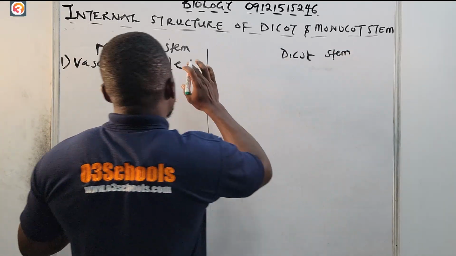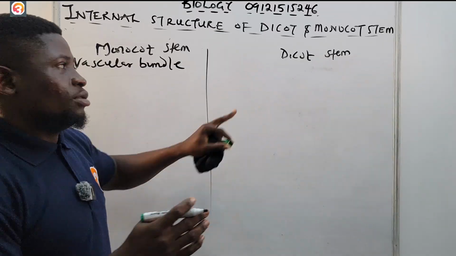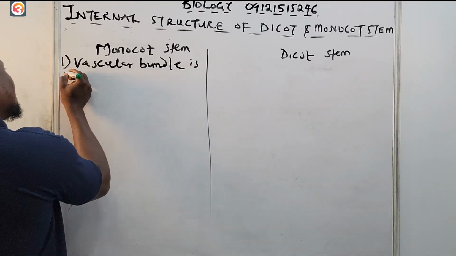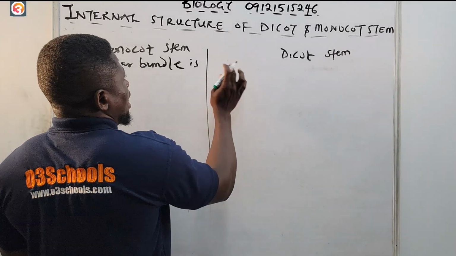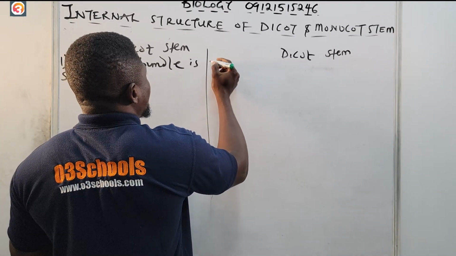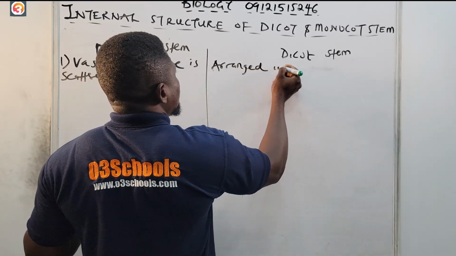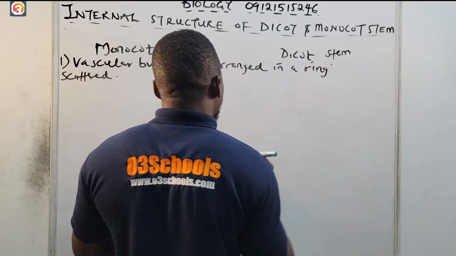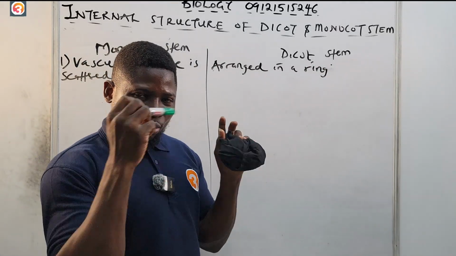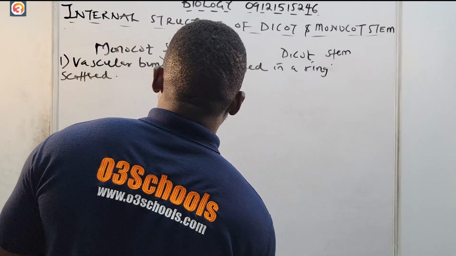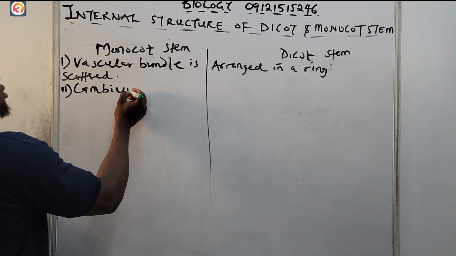In terms of the monocot stem, the vascular bundle is scattered. It's not arranged in a ring as in a dicot stem. Okay, it's scattered. And then of course, we have the dicot stem here. The vascular bundle for the dicot stem is arranged in a ring. If you do not know anything I'm talking about, this table, let it be in your head. Okay, you must know it. All right, it's inevitable.